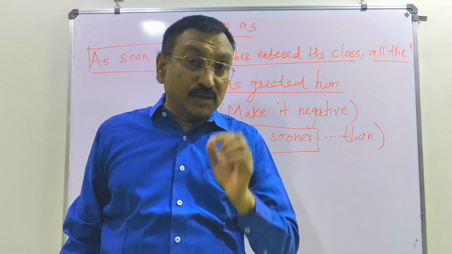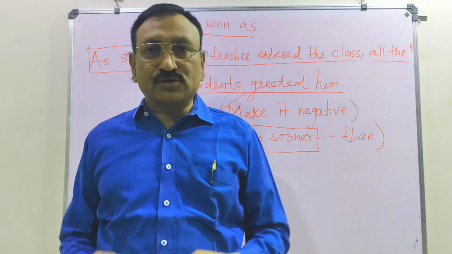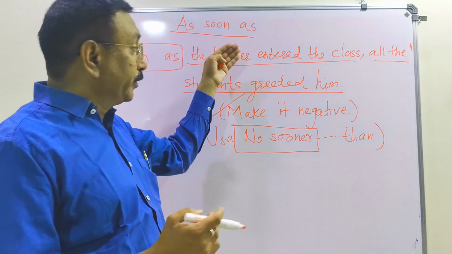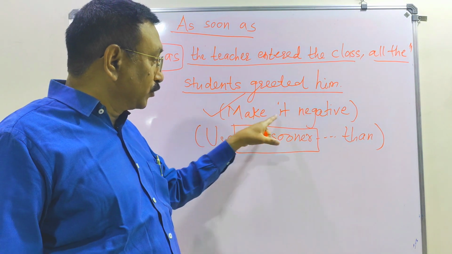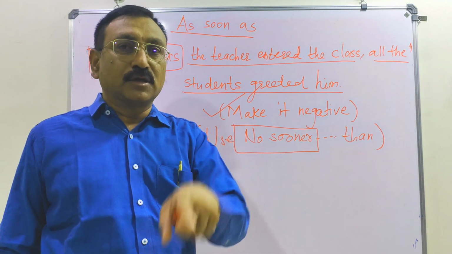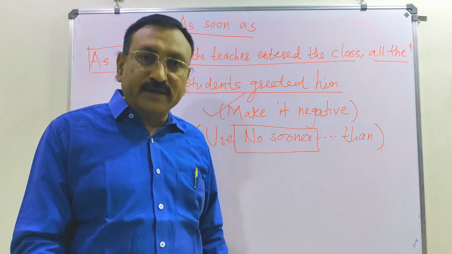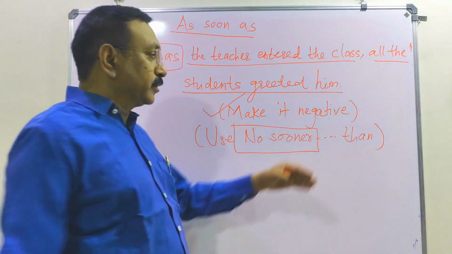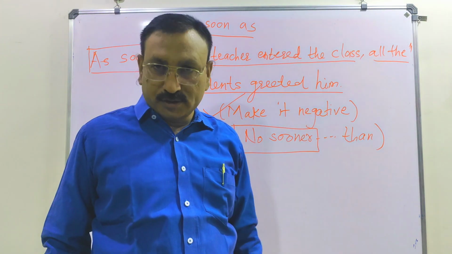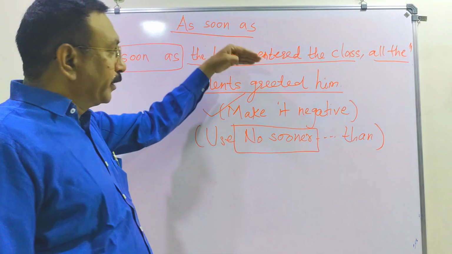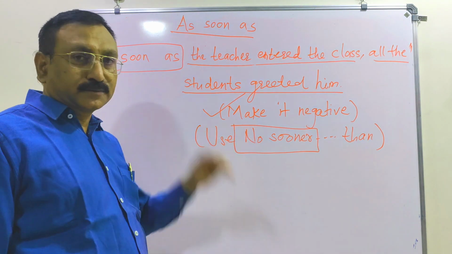But when the instruction is "make it negative", students face a lot of problems in converting the affirmative sentence into a negative sentence. When this instruction is given to a sentence that begins with "as soon as", students are expected to begin that sentence with "no sooner", and again we use the word "than" to join the two clauses. Now I convert this affirmative sentence into a negative sentence using "no sooner".